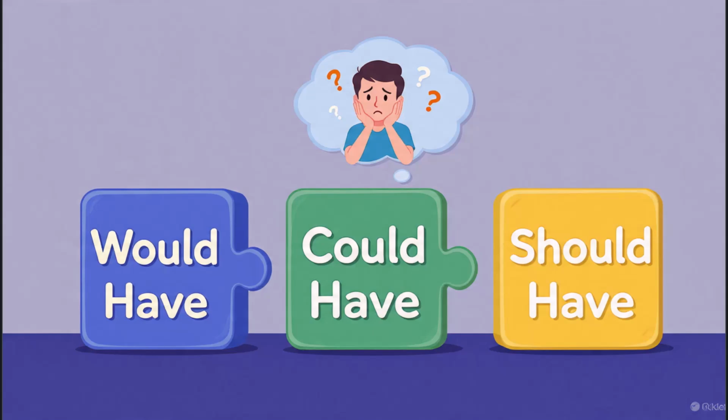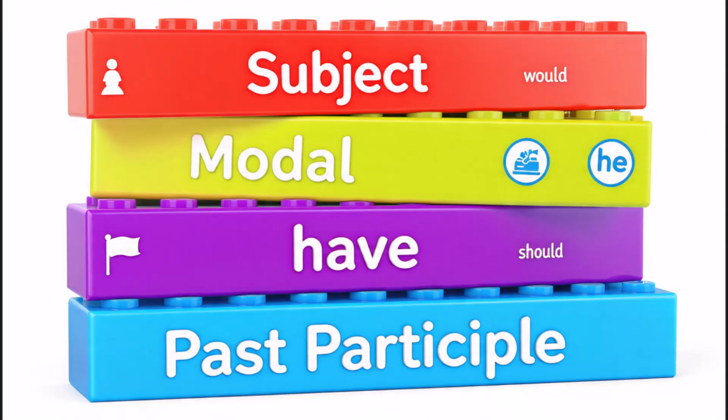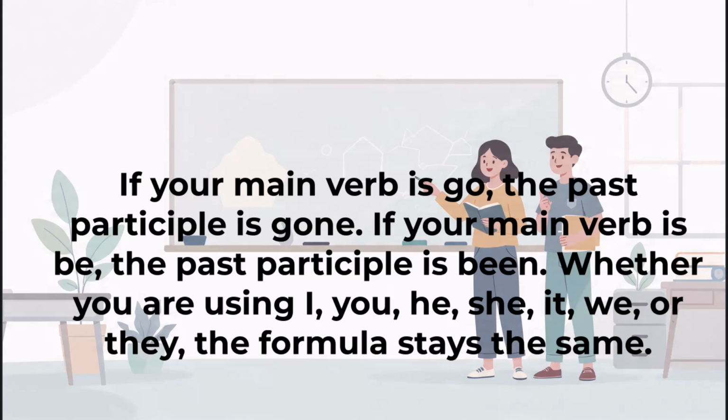The sentence formula. To build these sentences, you follow a simple pattern. Subject plus modal, would, could, should, plus have, plus past participle. If your main verb is go, the past participle is gone. If your main verb is be, the past participle is been. Whether you are using I, you, he, she, it, we, or they, the formula stays the same.